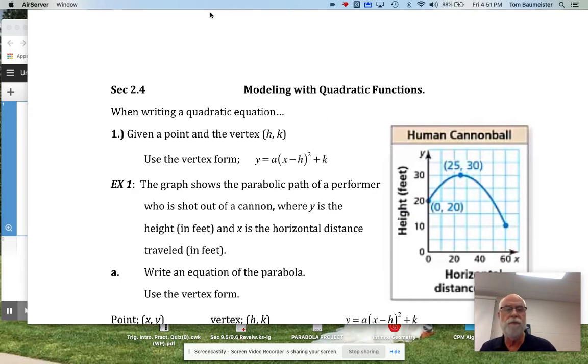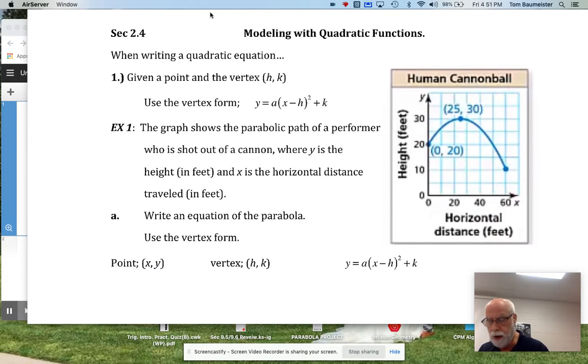Example 1. The graph shows the parabolic path of a performer who is shot out of a cannon, where y is the height in feet and x is the horizontal distance traveled in feet. So we want to write an equation of the parabola, and we're going to use vertex form. I know it's showing three points, but there's only two points where they're giving us an answer. On this last one, we'll probably be using that for one part of our problem.